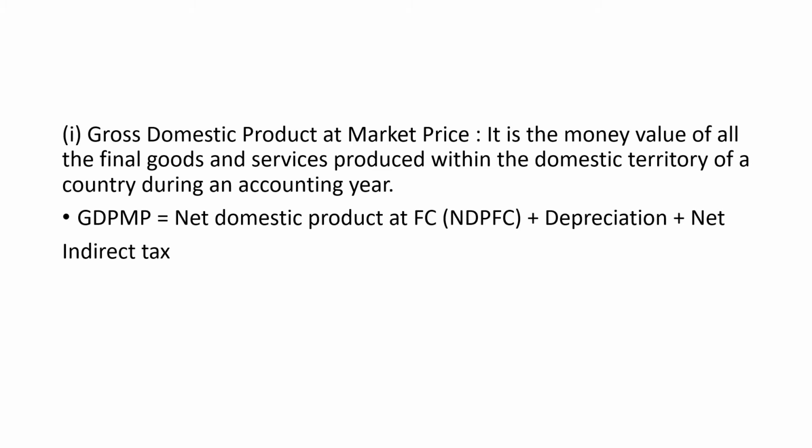We are actually constructing a border around our nation, and we will be taking into consideration the products which are produced within the domestic territory of a nation. That is why we have taken into consideration the domestic product. Then market price. For market price we have to take into consideration the net indirect taxes. These are the three things which we have to consider.